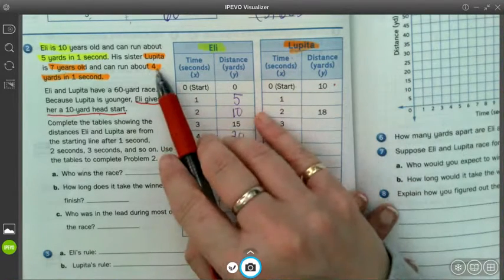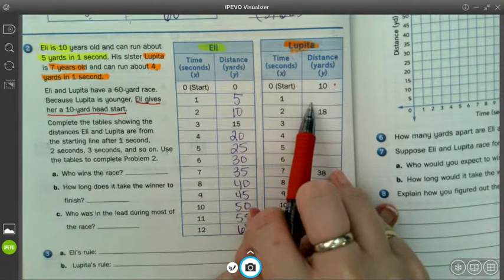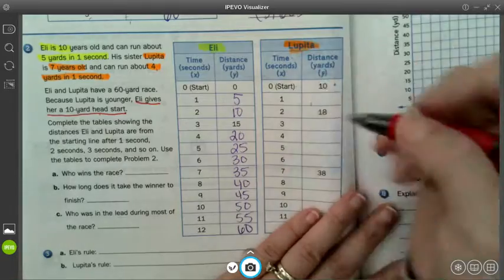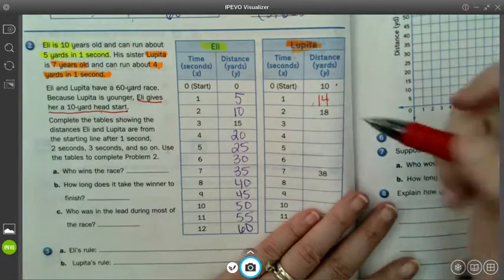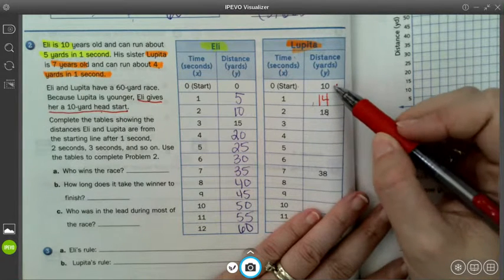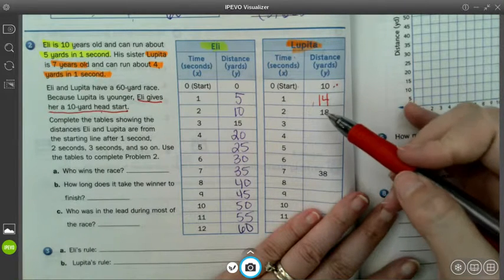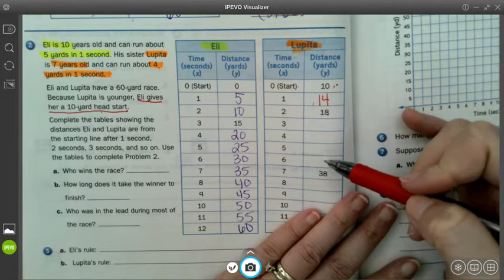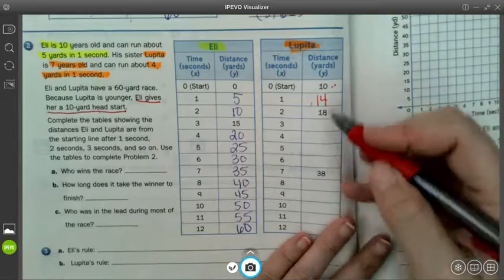After 1 second, though, she can run 4 yards. So where is she going to be here? She's going to be at 10 plus 4, which is 14. After 2 seconds, she'll be at 18 because we're going to add another 4. We don't need to continue to add 10, right? Because she just got that extra 10 at the start line. But every second she gets 4 yards further. So we're going to continue to add 4 all down this list.